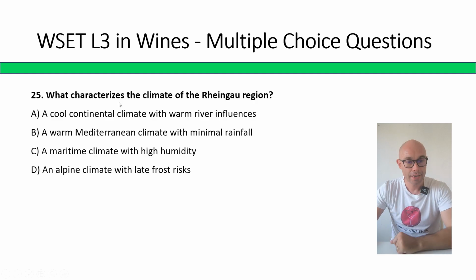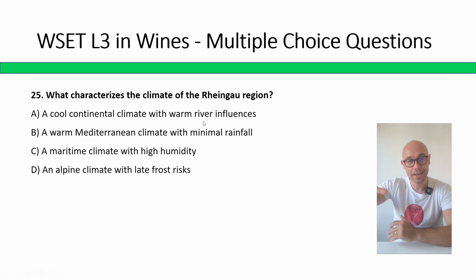What characterizes the climate in the Rheingau region? A cool continental climate with warm river influence, a warm Mediterranean climate with minimum rainfall, a maritime climate with high humidity, an alpine climate with late frost risk. The correct answer is A, a cool continental climate with warm river influence.